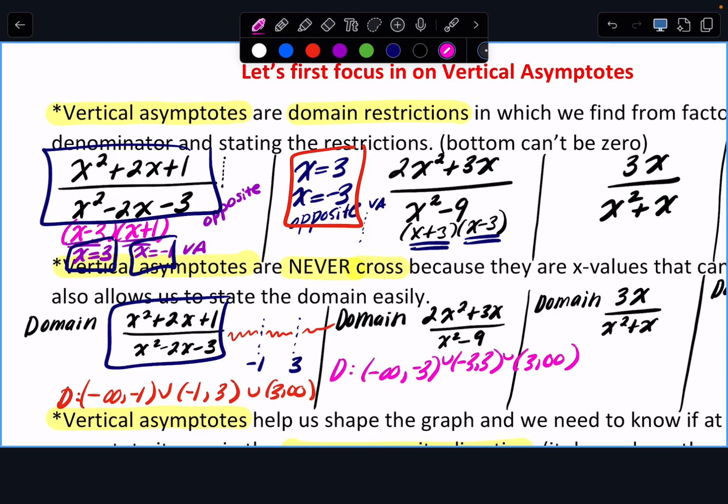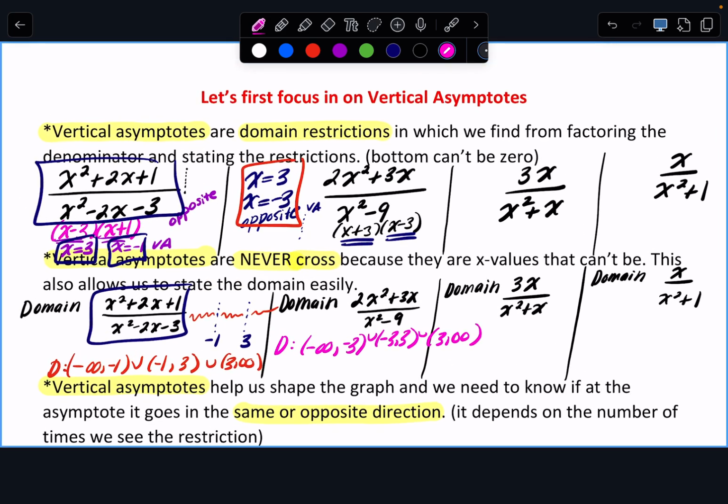Do you guys feel like you need more examples of finding vertical asymptotes? They come from the bottom restrictions. Then our domain will be connecting from left to right, jumping over those values. Do you think you've got the vertical asymptote thing?